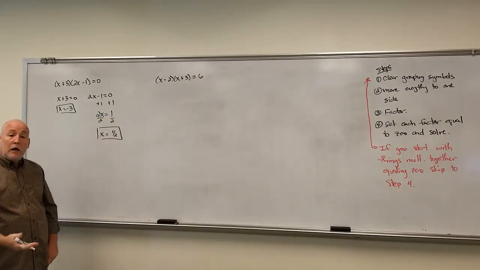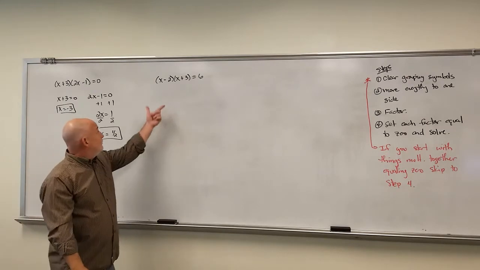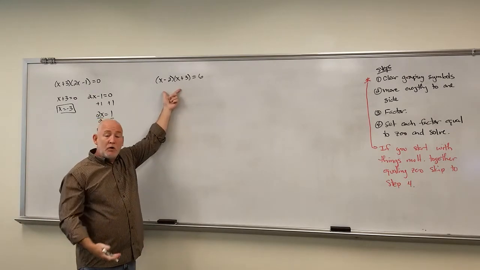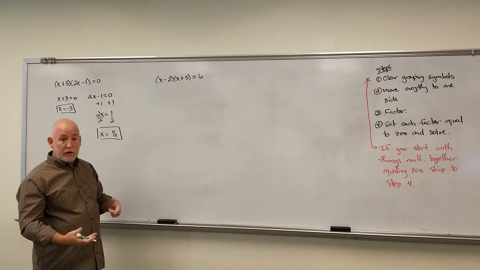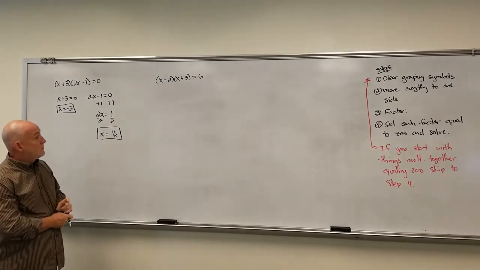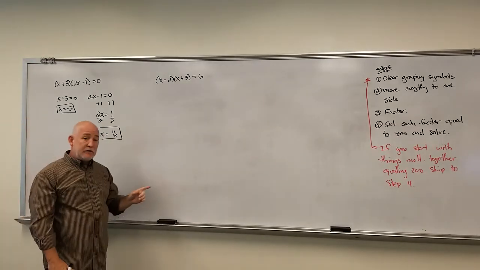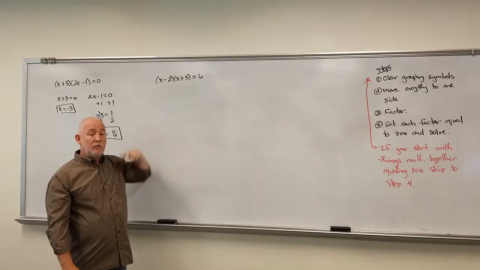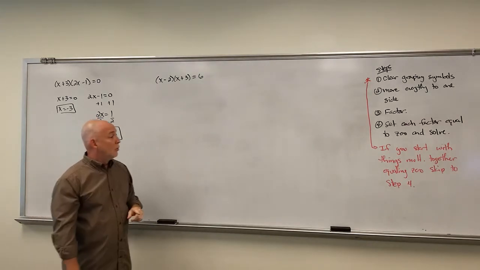All right, again, we have to classify this. We're kind of looking at this and you say, if I were to multiply this out, it would be a polynomial equation, and of course it would be a quadratic because the highest power would be 2. We can't extract the root because we don't have anything squared, so we want to factor this. So step 1 says clear grouping symbols.